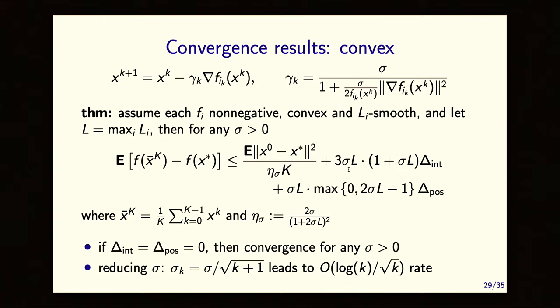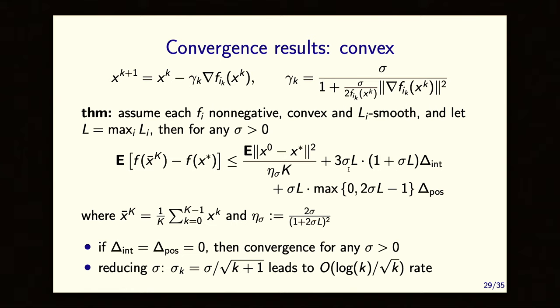This is actually rather messy. For smooth convex functions, we can have 1 over k convergence with these two deltas. As you can see, if these two deltas go to zero, we do recover the SGD rate of 1 over k, even with the adaptive step size. And we can also change the sigma with a 1 over square root k decay, or substitute some other polynomial decay, and you can show some log k factor.